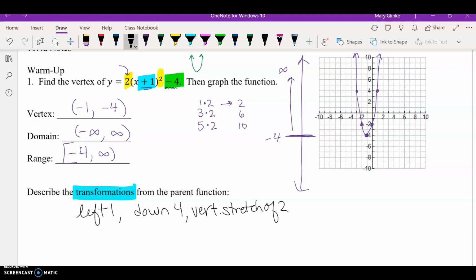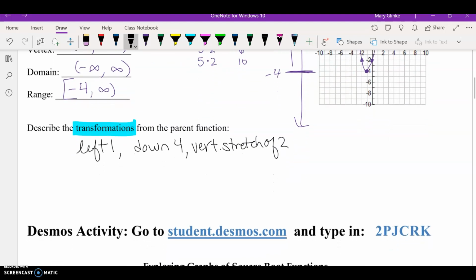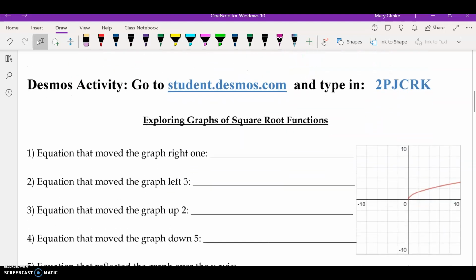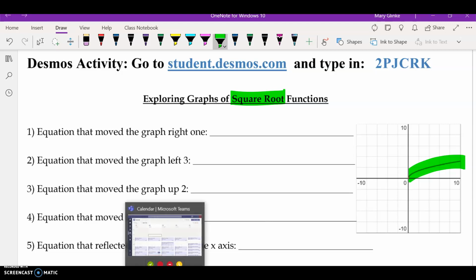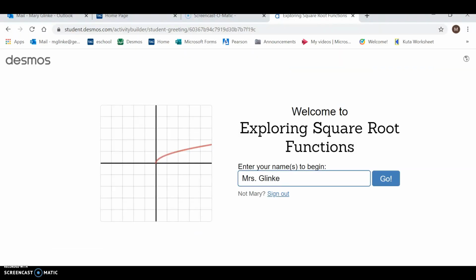So we're going to be using similar ideas here, but we're going to be doing something called a square root function. The square root function's graph is going to look like this, and we're going to explore how to move everything all around. So what you're going to do is go to student.desmos.com, type in this code, and when you do that, you're going to end up getting something that looks like this once you type in that code.